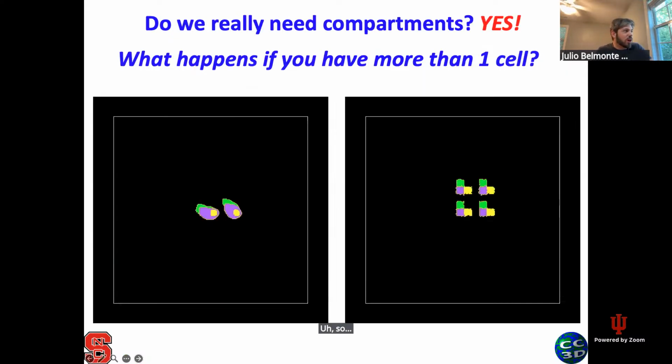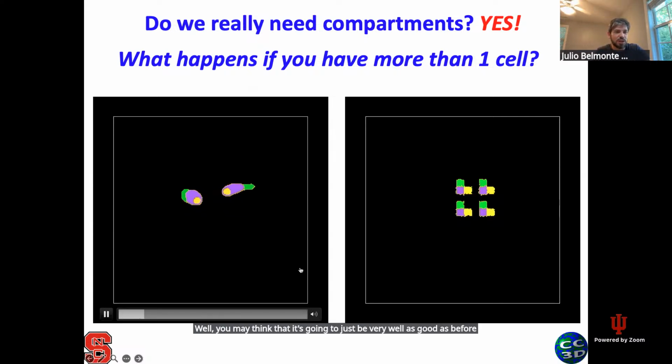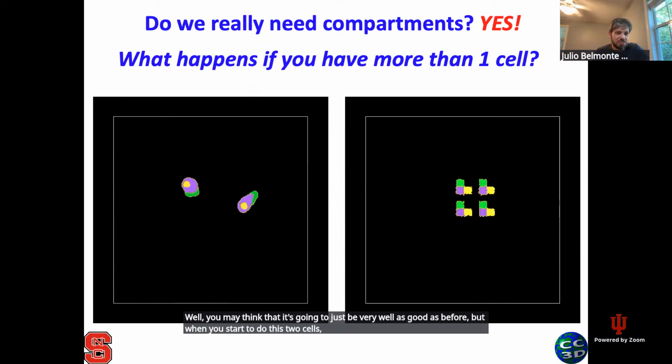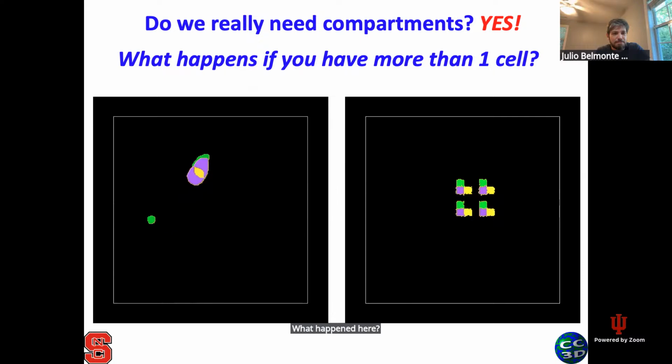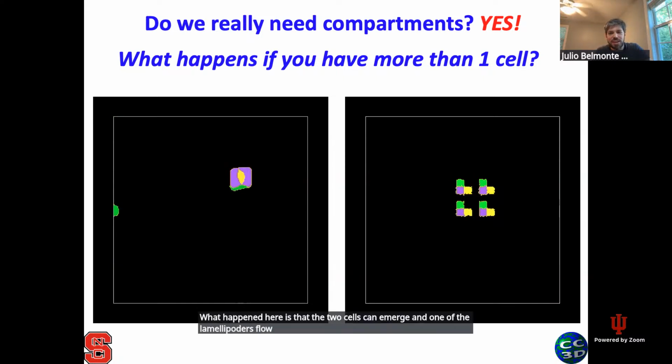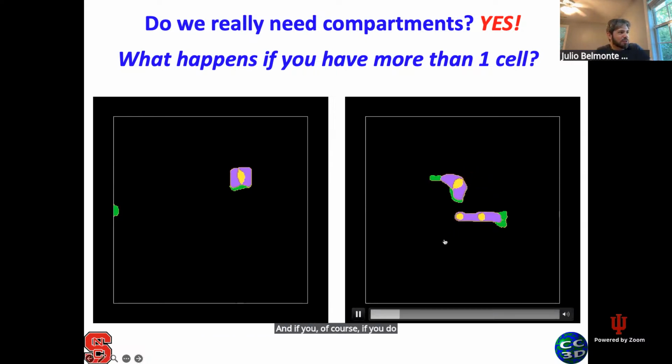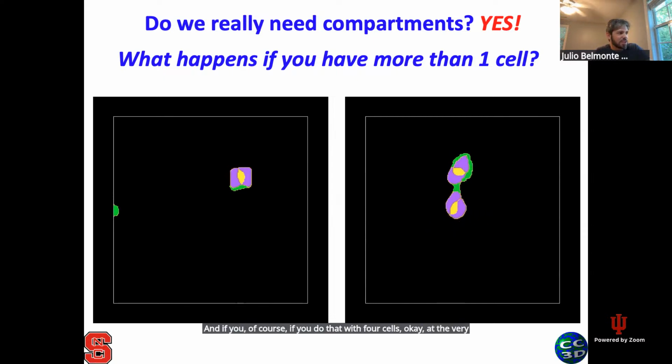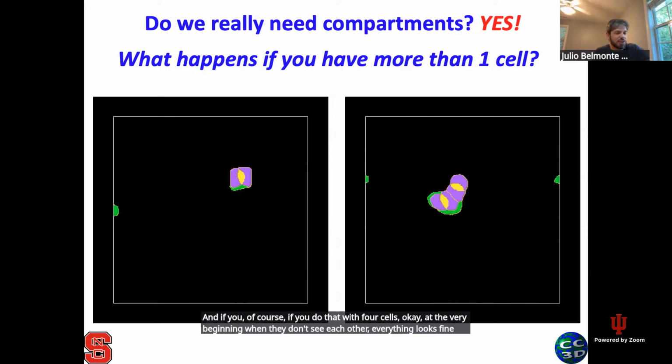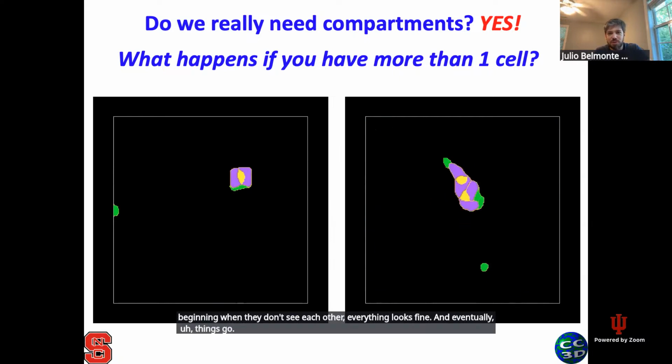Well, you may think it's going to be just as good as before, but when you start to do these two cells, at first they seem to be okay. You see no problem. However, if you wait a little bit longer, oops, what happened here? What happened is that the two cells kind of merge and one of the lamellipodia just flew away. And if you do that with four cells, at the very beginning when they don't see each other, everything looks fine, and eventually things become very bad.